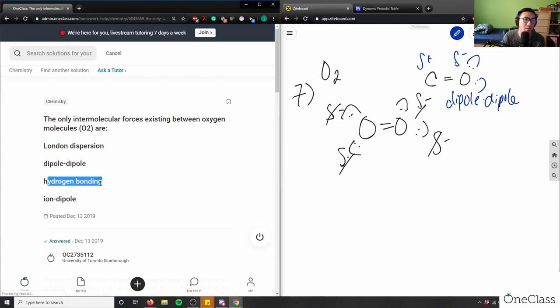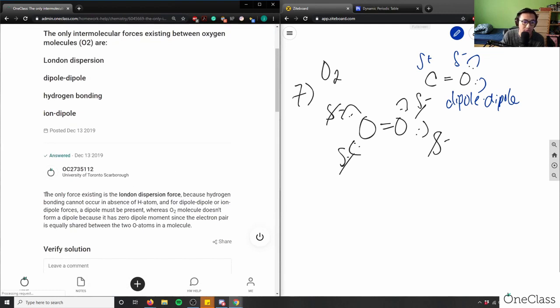I don't even have hydrogen bonding because I don't have hydrogen in the first place. And ion dipole does not exist because I don't have an ion. So in this case, the only intermolecular force existing in the oxygen molecules is London dispersion. The only force existing is London dispersion because hydrogen bonding cannot occur since there's no H. For dipole-dipole or ion dipole, a dipole must be present, right? But the O2 molecule doesn't form a dipole because it has a zero dipole moment, because the electron pairs are equally shared between the two oxygens, right?